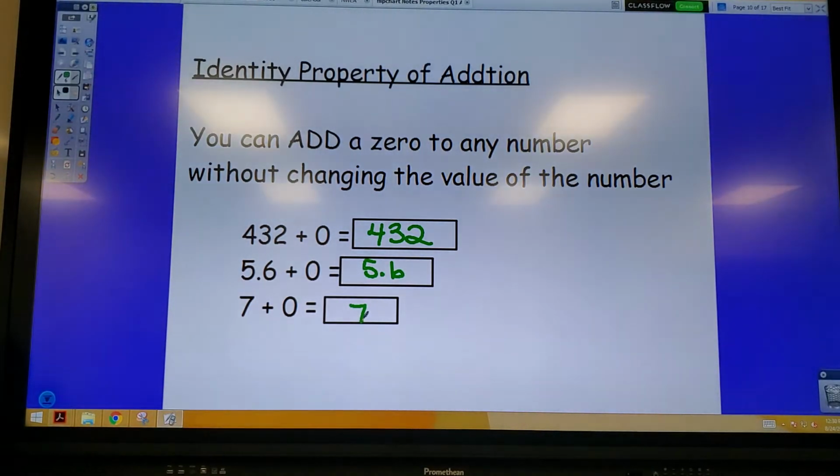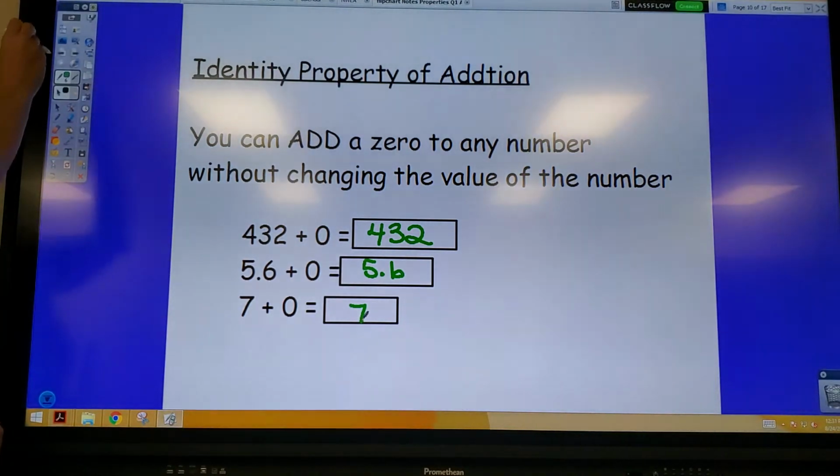Now, notice that this says the identity property of addition. We cannot have this same property for multiplication, because what would happen if you multiply by 0? The answer would be 0. So now we need to think to ourselves, so if identity property of addition is adding 0, what would be the identity property of multiplication, do you think? 1. Multiply by 1. Excellent.